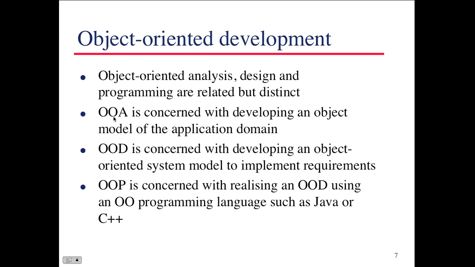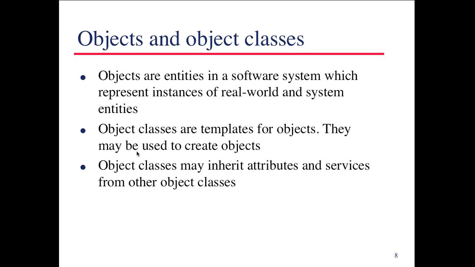See, OOA, object-oriented analysis, is concerned with the development of the object model in the application domain. The OOD is the design part of it, developing the model, implementing the requirements. OOP, object-oriented programming, is the Java or the C++ source code. So I asked for analysis or design, but really what I want is the design. The analysis is going to lead into the design, essentially.